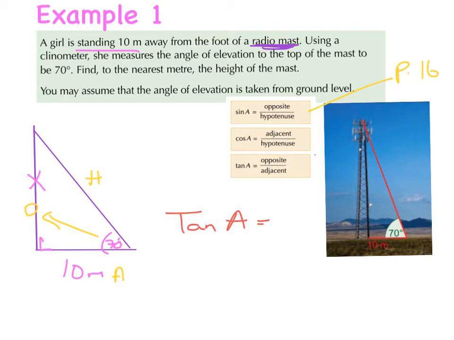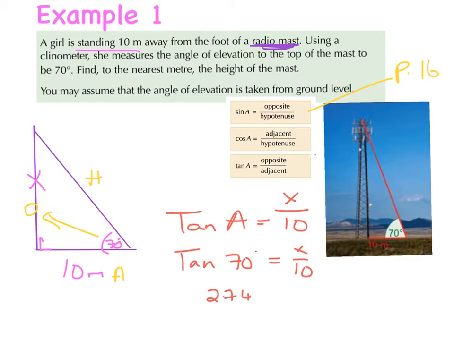So opposite, which is x, over adjacent, which is 10. It says the tan of A, but that means the tan of the angle. In this case, I am aware of the angle. The angle is 70 degrees, so it's going to be tan of 70 degrees equals x over 10. Now, you know what tan of 70 is? Well, even if you don't know, you can literally just type that into your calculator.